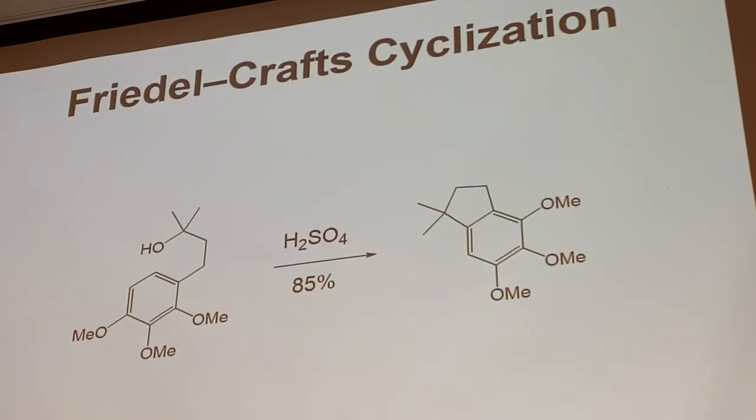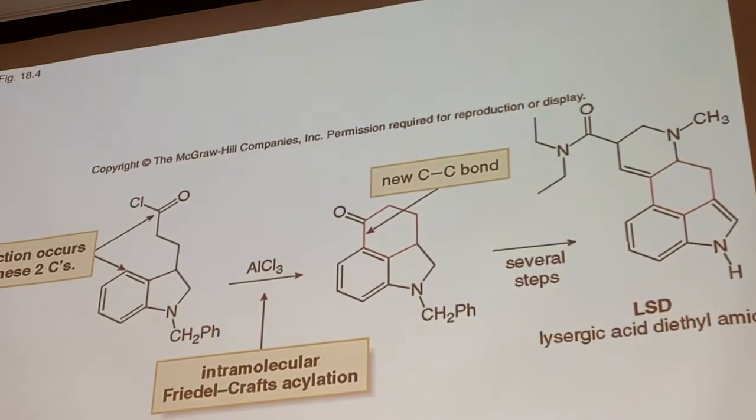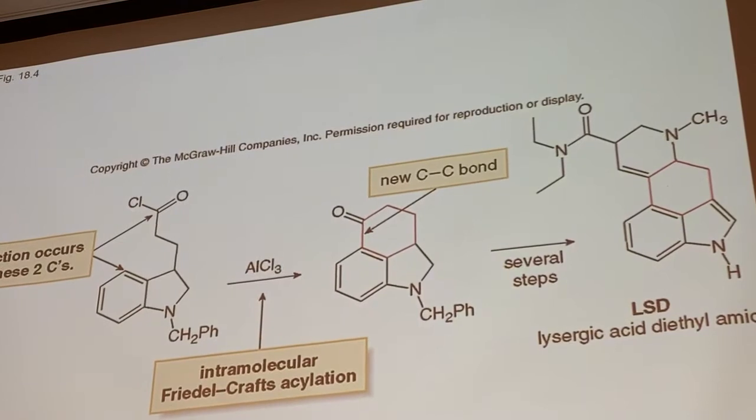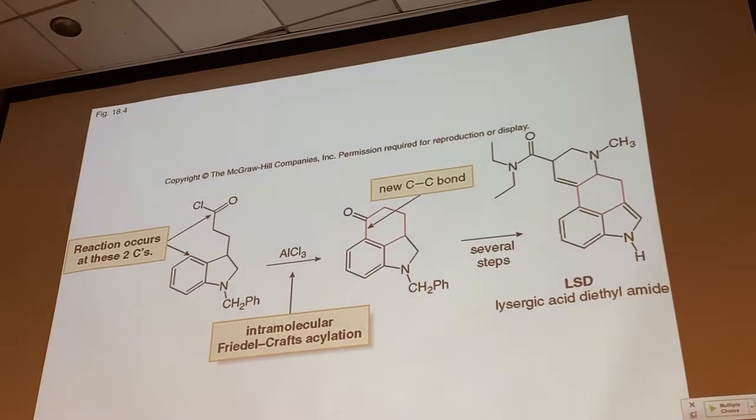Okay. You can also perform intramolecular Friedel-Crafts acylations. The book shows an example of that. Our alkyl chloride and our benzene ring are present in the same molecule. We form a 6-membered ring here, and that can be converted into LSD. I wouldn't do that at home if I were you.